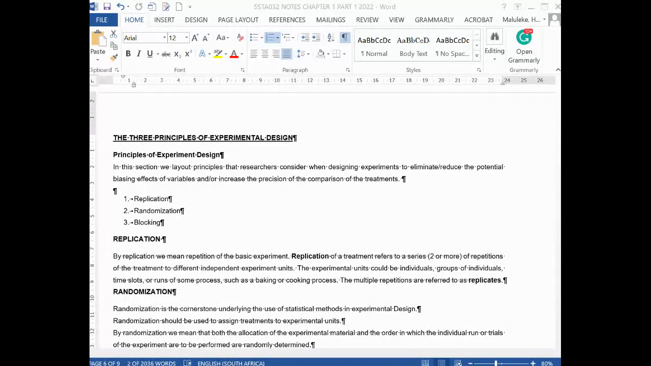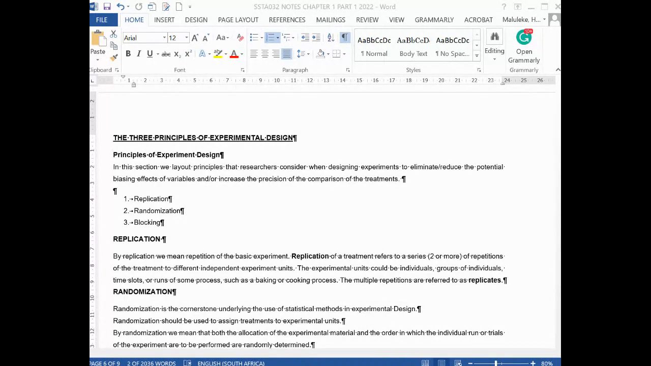Blocking is another chapter. What we mean by blocking is that you bring in another factor that you think is having an impact on the outcome of your experiment. So blocking on its own is another chapter. When you go to chapter 2 next week, we'll be dealing with the first two, which are randomization and replication. So next week, the two will be applied.